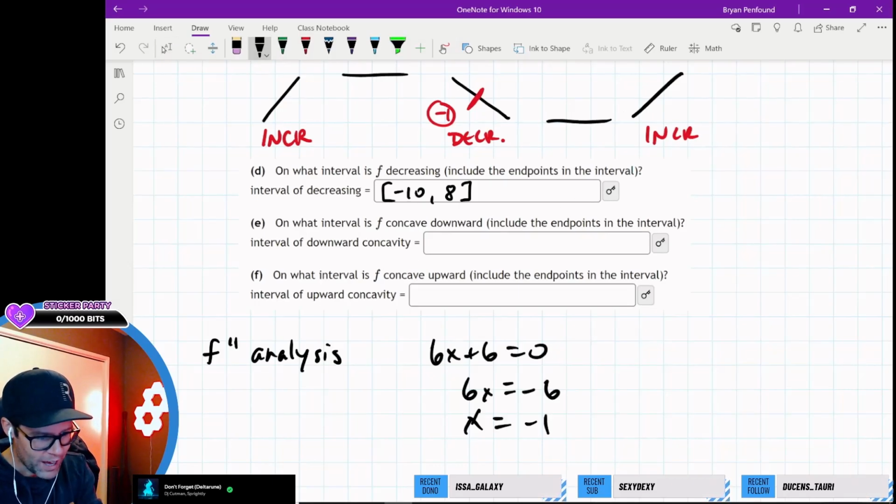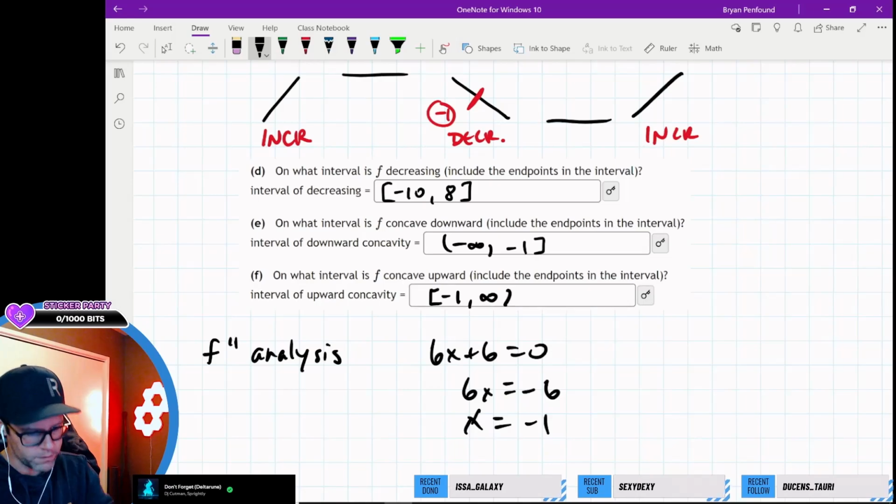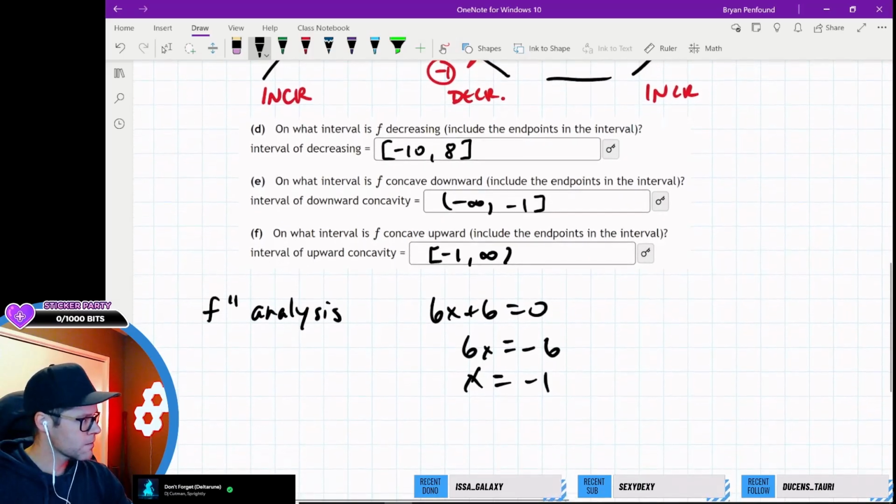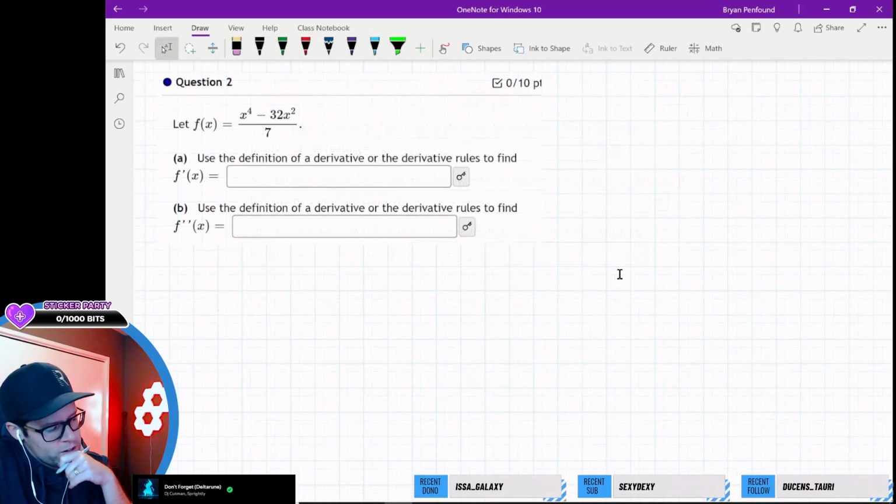So downwards concavity looks like it's happening from minus infinity up to minus 1. It says to include the endpoint, so I will. And then we're concave up negative 1 to positive infinity. So that's how we utilize our first and second derivatives to get a little bit of that work done for us. Can we do this one?